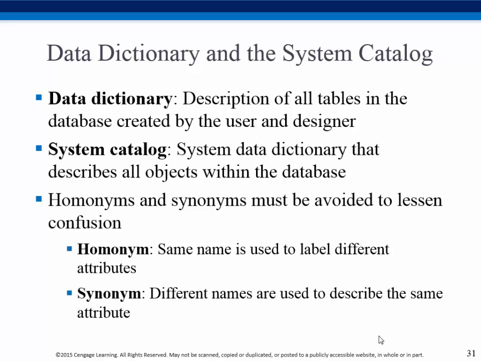The data dictionary is very useful in this regard. In a database context, a synonym is the opposite of homonym and indicates the use of different names to describe the same attribute. For example, car and auto refer to the same object. Synonyms must be avoided whenever possible.